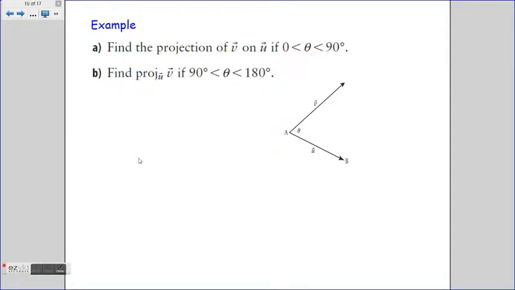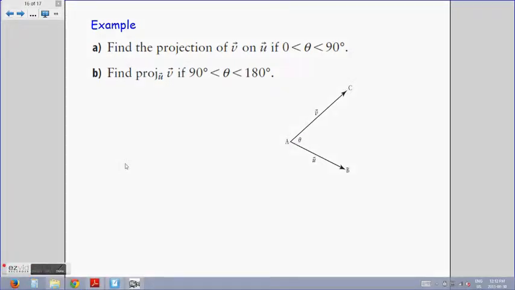Let's take a look at an example of projections. Now in this example, I'm going to derive the equation for the projection of V onto U through this diagram right here. Okay, I just wanted to note that the C, for some reason, was not in the diagram, but now here it is. Okay, so let's see how this is done.